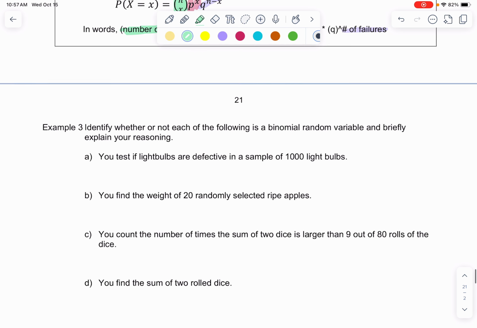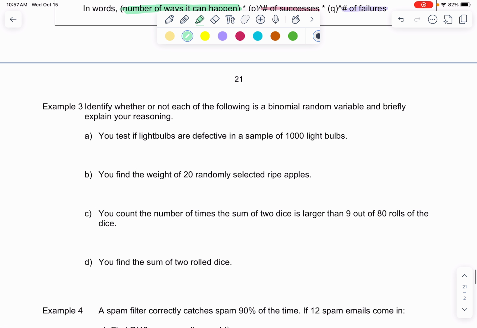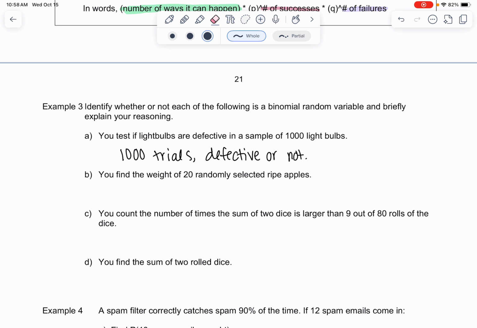So let's look at a couple examples of whether it's binomial or not, and then we'll do a full binomial to get a better idea of all this. So if we're testing light bulbs that are defective or not in a sample of 1,000 light bulbs, this is binomial because there's 1,000 trials, and then it's defective or not. So there's only two choices. In this case, defective is my success, not defective is my failure.